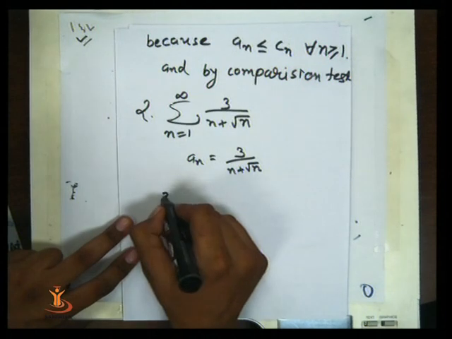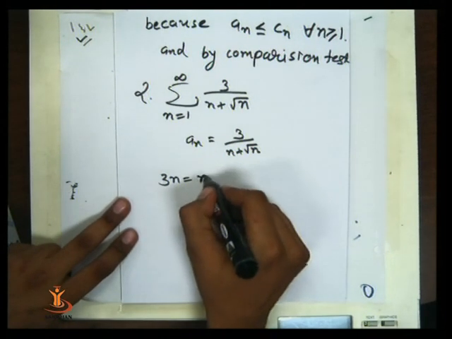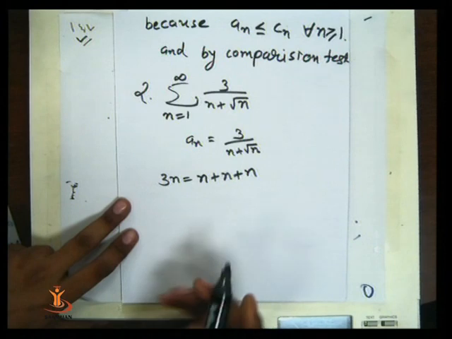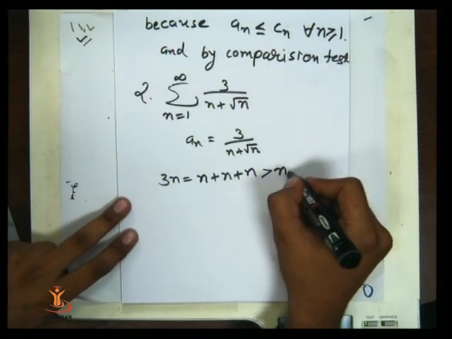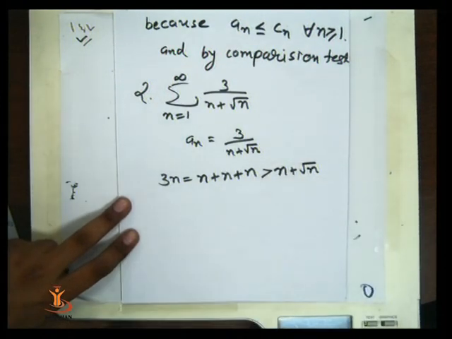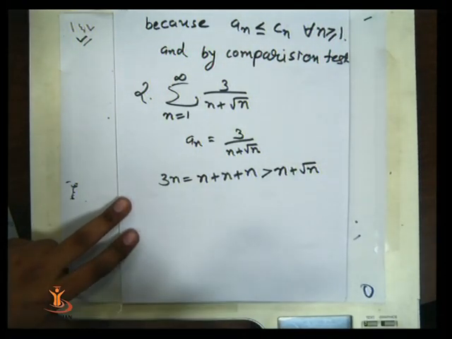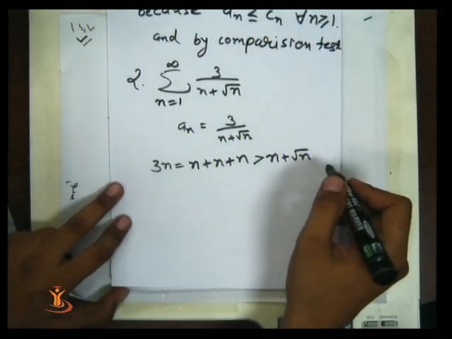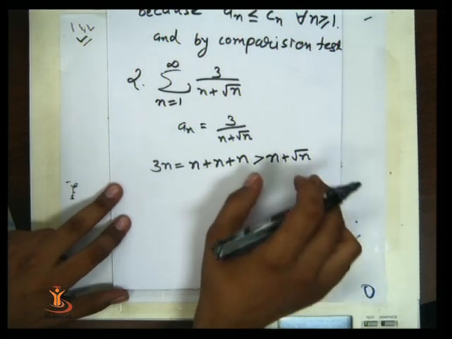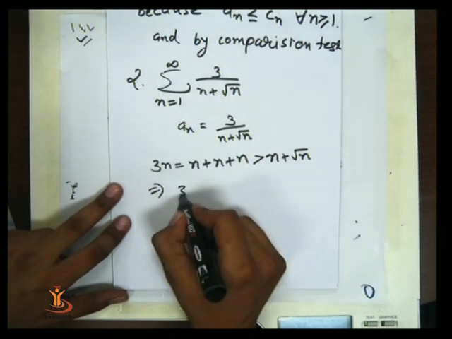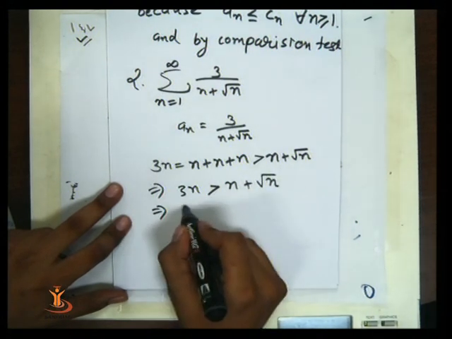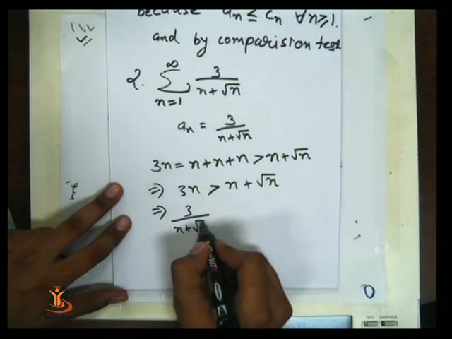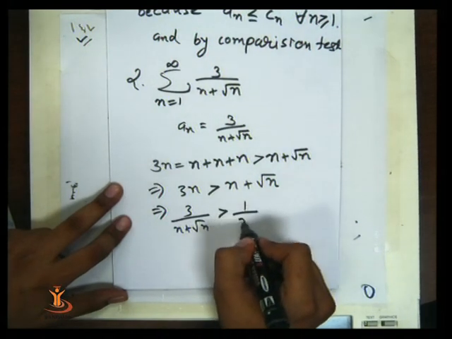Now we know that 3n equals n plus n, that is 3n. Now that is strictly greater than n plus square root n, because here we have n greater than 1, so the square root of n will be less than n, and the last term n is greater than 0. So from these we have 3n greater than n plus square root n, and that implies 3 upon n plus square root n is greater than 1 upon n.